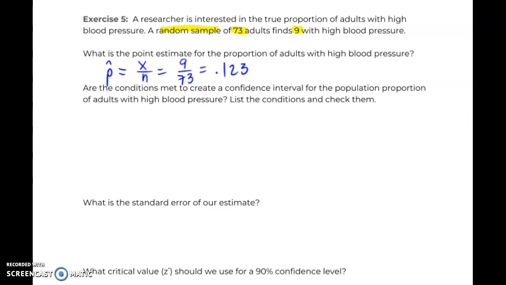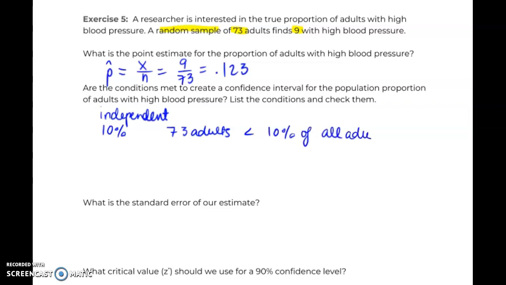Are the conditions met to create a confidence interval for the population proportion of adults? So first of all, we need the independence. And yes, one person is independent from another. This also has to do with our 10% rule, because our 73 adults are less than 10% of all adults. And therefore we can treat it as independent.